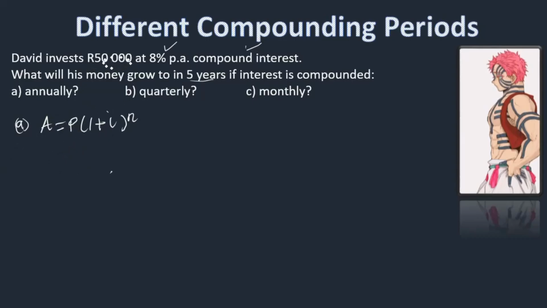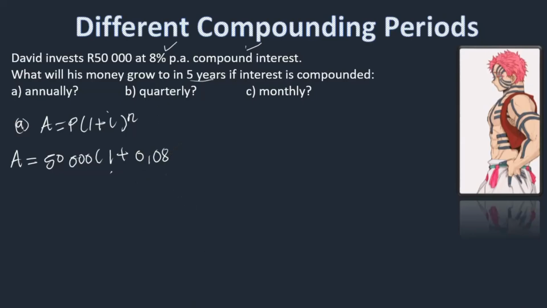I have my P, the current amount that is being invested, which is 50,000. I'm looking for an accumulated amount. What will his money grow to? That's the accumulated amount. So I'm going to say my A is equal to 50,000 times 1 plus my I. Now here's an interesting part. Your I always needs to be in terms of a decimal. So my I here will be 0.08.